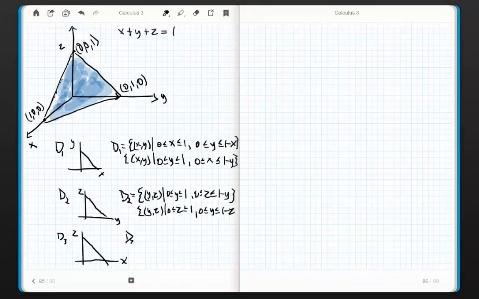Likewise, last but not least, D3 is going to equal the set of (x, z) such that, let's go with x's again, right? x lives between 0 and 1, and z lives between 0 and 1 minus x. And last but not least, (x, z) such that z lives between 0 and 1 and x lives between 0 and 1 minus z.